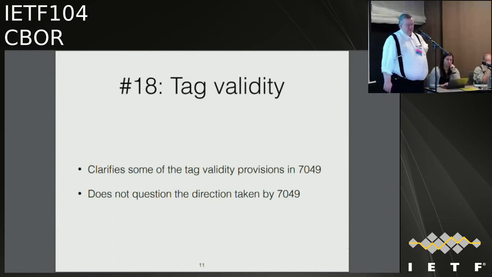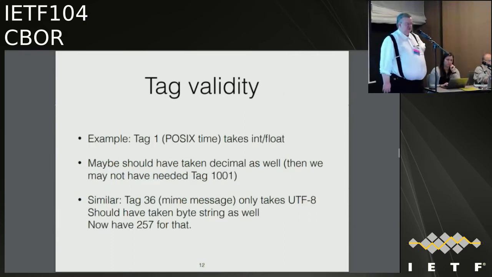One example might be tag 1 that everybody knows, that takes an integer or a floating point, where we have a few more numbers in CBOR. For instance, we should have defined tag 1 to take decimal as well, but we didn't. So then we had to invent tag 1001 to do that. And to me, that sounds pretty onerous.